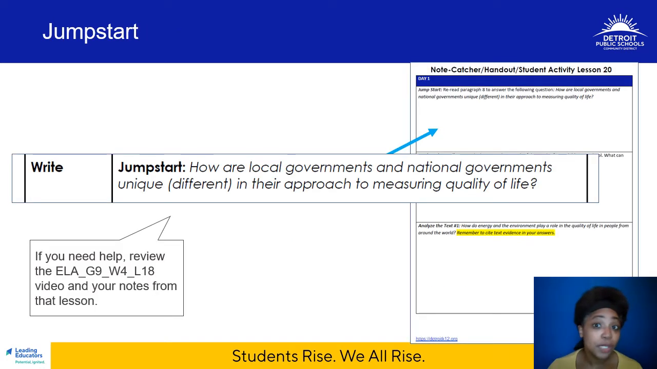Let's get started with our Jumpstart activity. At the top of your note catcher, write the answer to the following question. How are local governments and national governments unique or different in their approach to measuring quality of life? If you need help, you may want to review the ELA G9 W4 L18 or the Lesson 18 video in your notes from that lesson. Pause the video and go ahead and answer the Jumpstart question now.